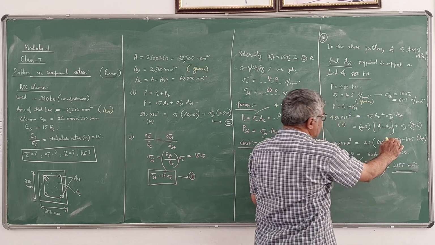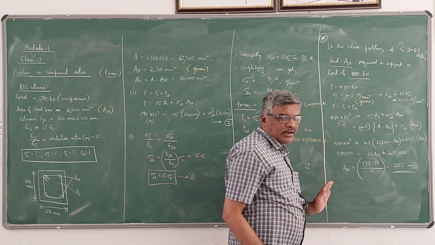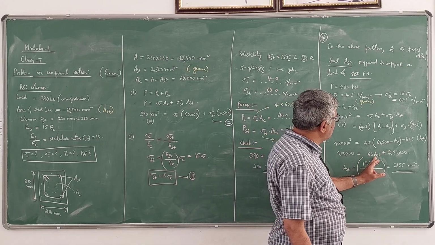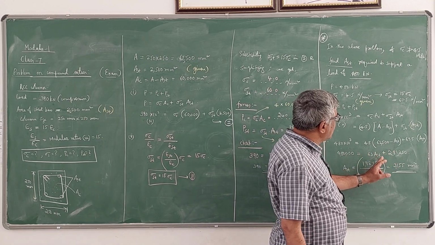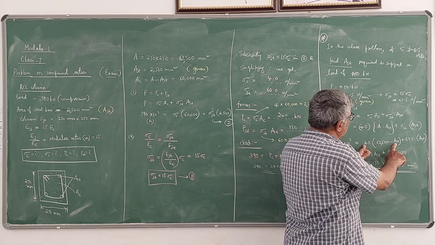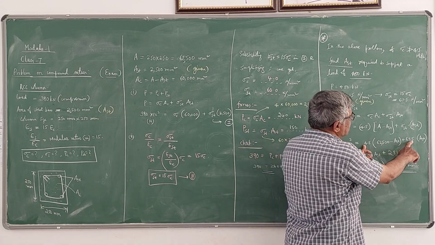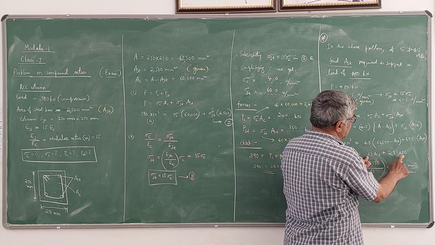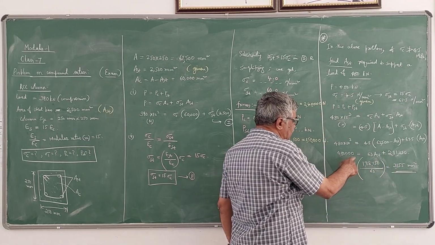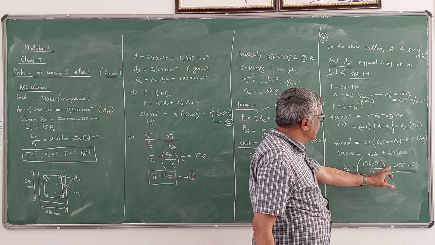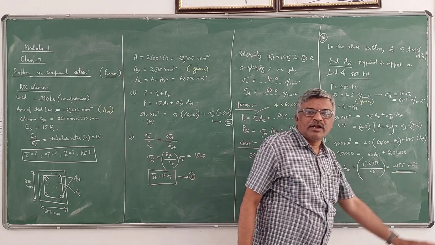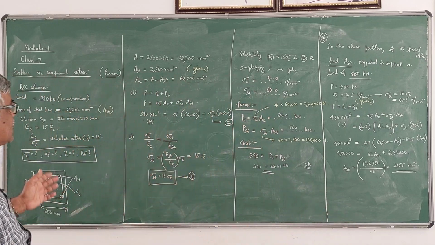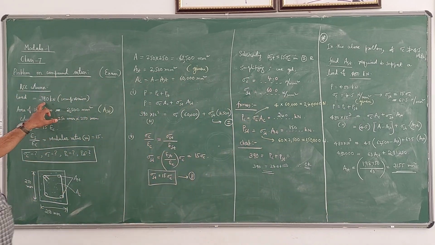If you solve this simple equation, it is not a quadratic equation, this becomes 63 AST, if you multiply this by minus 4.5 AST plus 67.5 AST becomes 63 AST. Plus this into this will be this much. So if you simplify this, you will get AST as 3155 millimeter square.